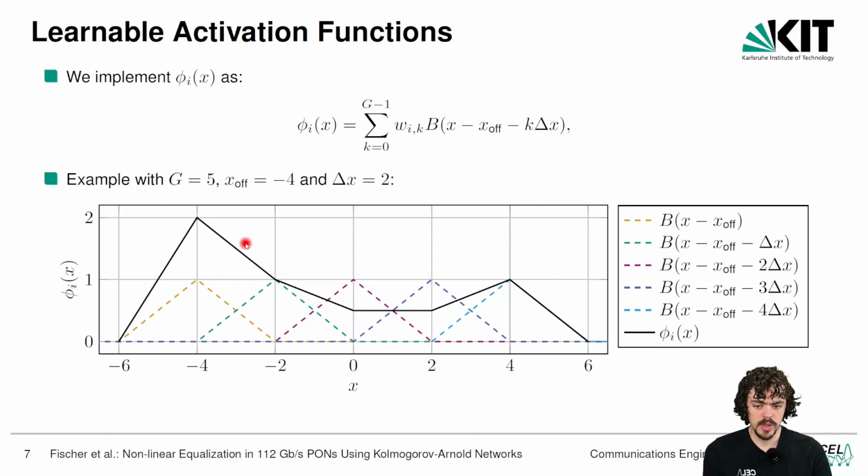Since they are triangular functions, after scaling them with some weights and summing everything up, the final result we have is just the interpolation of the weight values where the functions are centered, which I call grid points. It's important to notice that the linear weights are the trainable parameters of this function. However, the number of points or the number of basis functions used, g, and also the initial offset and the increment delta x are design parameters.